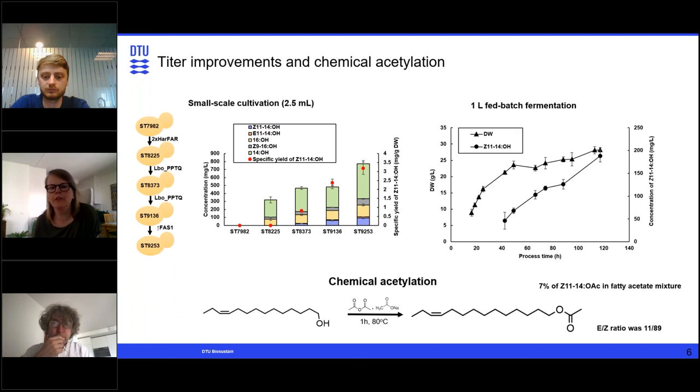Then you showed that in your fermentation, you get titers up to 200 milligrams per liter. What would be the aim you're looking for? So in our group, we have a paper on a different pheromone, which is on the other hand very similar, Z11-16, basically two carbons longer, and there we produce around 2 grams per liter. So I think somewhere in the range of grams per liter would definitely be good. I would be satisfied with that, as we could achieve the titer that was reached for the different pheromone, which is already published.